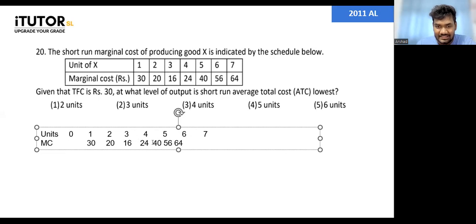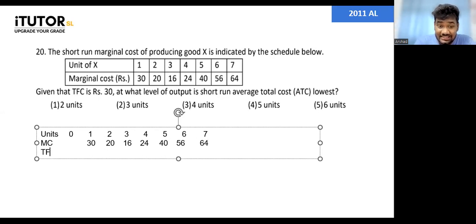Right, they have given us this information in the question. And also they have told us the total fixed cost is 30. So what does that mean? Total fixed cost is 30 means at each level of output, the fixed cost is 30. That can't change. Total fixed cost does not change with the level of output. It's the same at each and every point, right? So at one unit also, total fixed cost is 30.